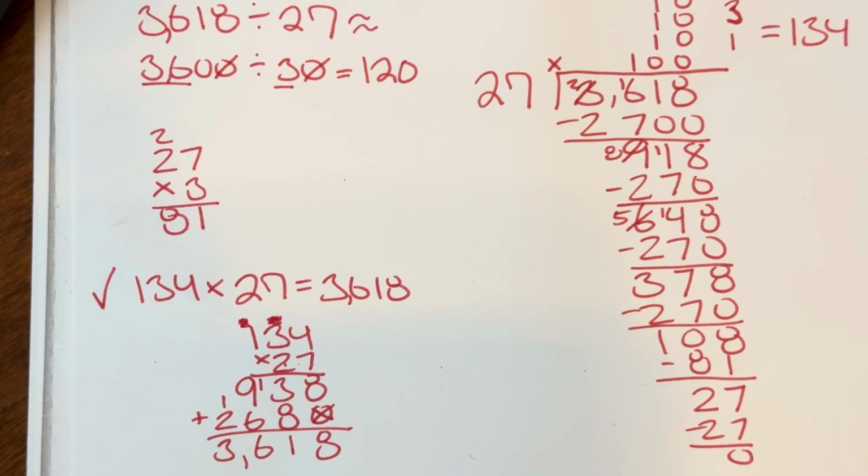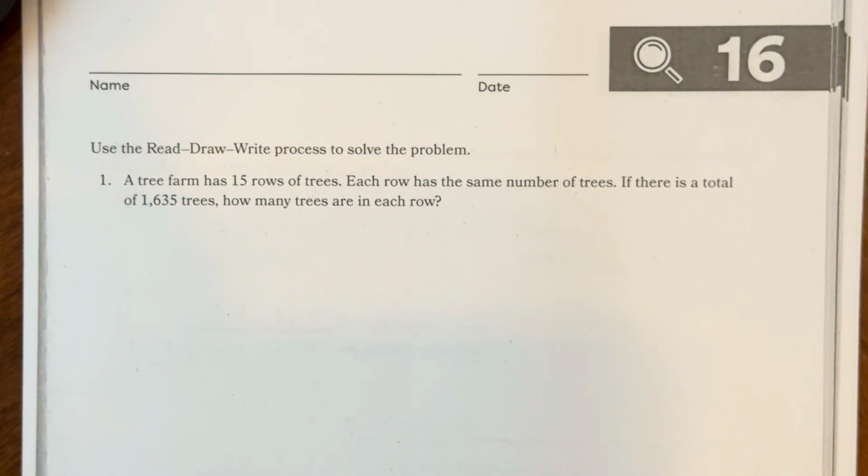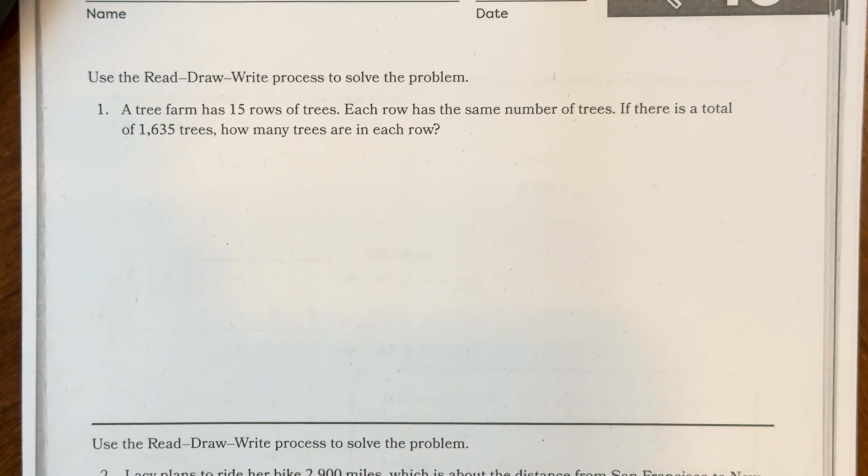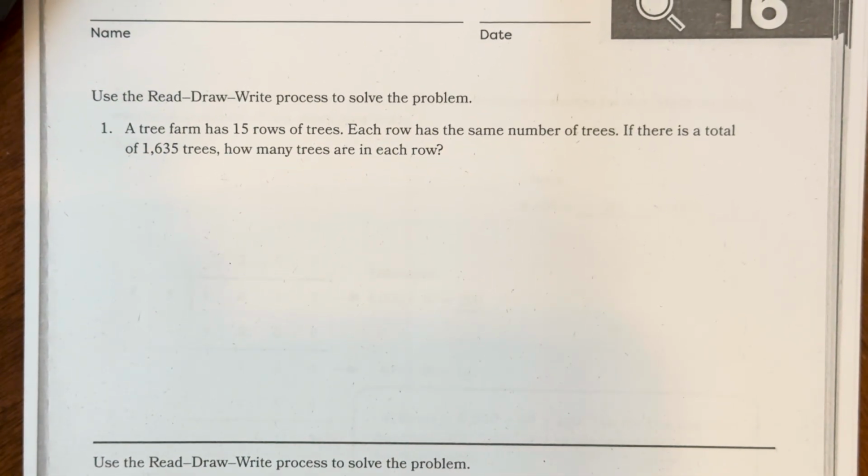Okay, so let's do some of these together. Here's our first problem. And it says, use the read, draw, write process to solve the problem. So we're going to read, we're not going to draw, but we're going to be solving it using the partial quotient. And it says, a tree farm has 15 rows of trees. Each row has the same number of trees. If there is a total of 1,635 trees, how many trees are in each row?